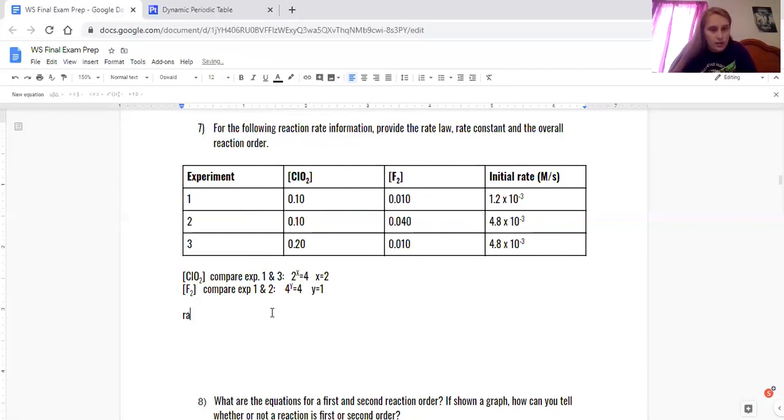So let's go ahead and write out the rate law formula. So we have rate law equals K times this concentration here, and that's going to be squared.